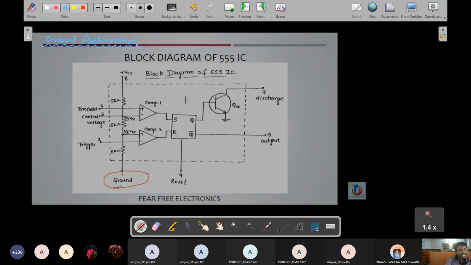See, the dotted line represents the IC symbol and each pin. Here I'll write each pin. So this is the first pin, second pin, and the third pin. Where is the fourth pin? Fourth pin, fifth pin, sixth pin, seventh pin, and eighth pin. See, a total of 8 pins are used. This is the internal architecture of the 555 IC.